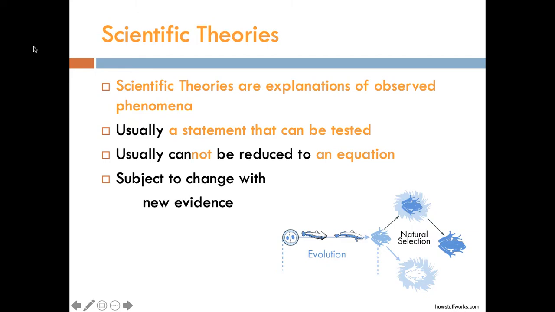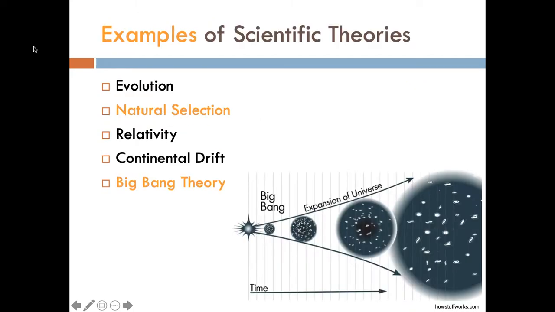Theories are different than laws. Scientific theories are explanations of observed phenomena. They usually are a statement that can be tested, and they cannot be reduced to an equation. Like everything else in science, they are subject to change as new evidence is proven. Examples of scientific theories include evolution, natural selection, relativity, continental drift, and the Big Bang Theory.